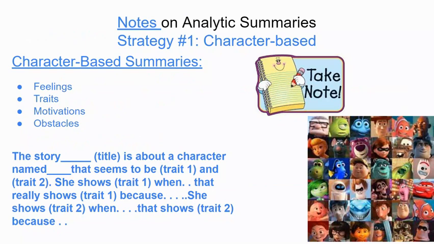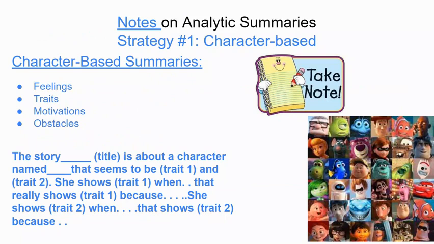The first strategy is called an analytic summary. And this is character-based. Character-based summaries are all about the feelings, traits, motivations, and obstacles that your character is experiencing. Here's a template down below that you can use to write a character-based summary.